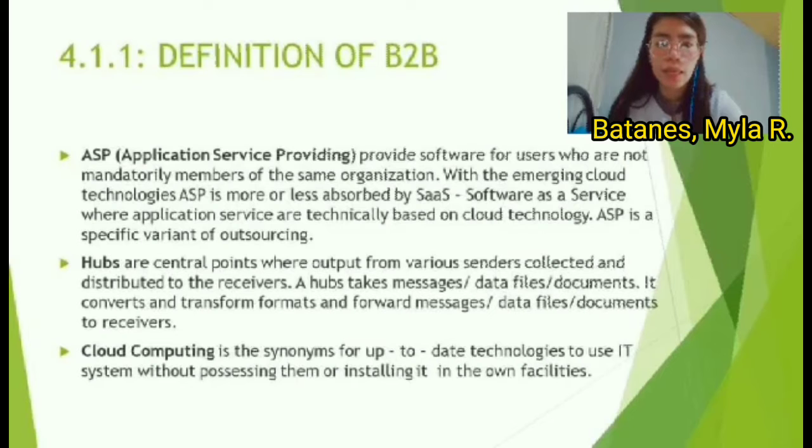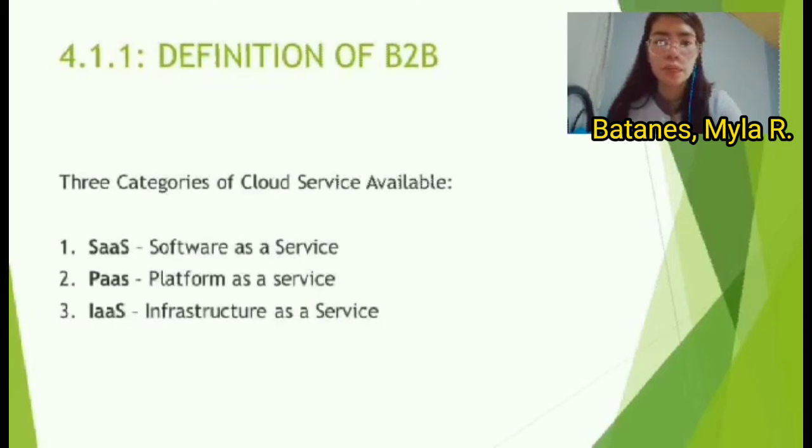Next is hub and cloud computing. So there are 3 categories of cloud services available. SaaS, which means software as a service, PaaS, platform as a service, and IaaS, or infrastructure as a service. The cloud technologies can be used in-house, which would be somewhat similar to the internal usage of internet technologies, so-called intranet. In many cases, cloud services will be provided by a third party, the CSP or cloud service provider.